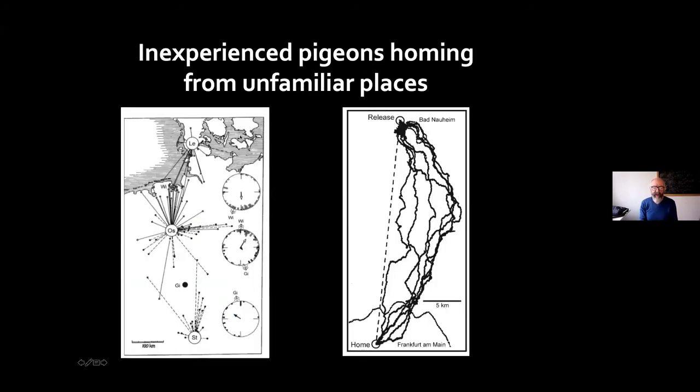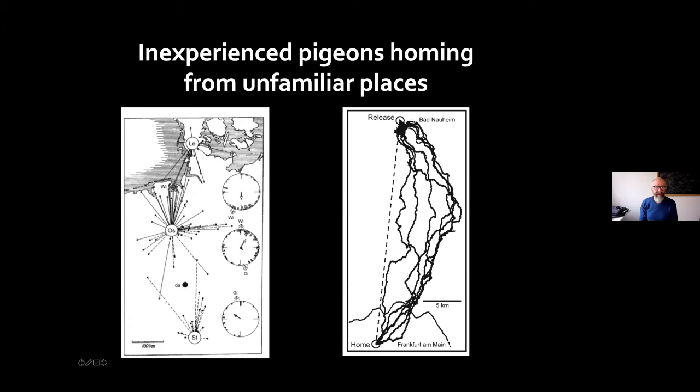So in this picture, I'm giving you one example of the experimental evidence of how pigeons home. So remember, these are inexperienced pigeons, the first time that they go away from the loft for more than 1 kilometer. Here there are two sets of pigeons. One whose home loft is here in the north of Germany, Wilhelmshaven here, and the other one is here in, I guess, Gießen.